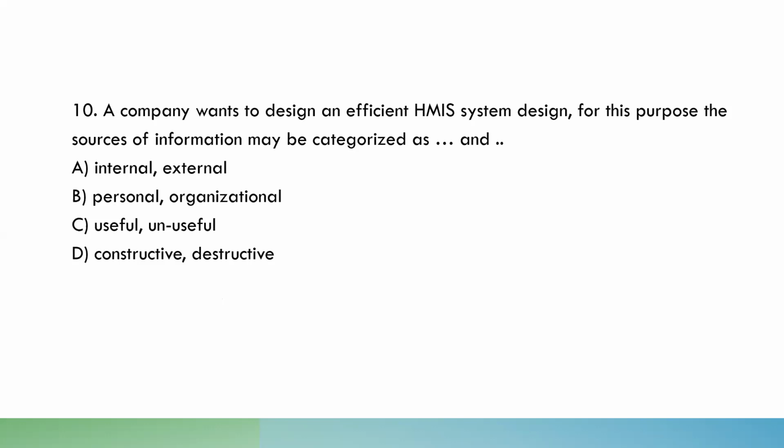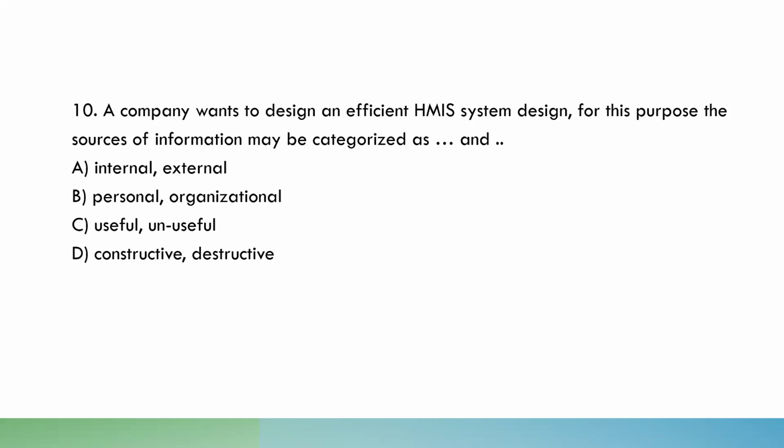And last, a company wants to design an efficient health management information system. For this purpose, the sources of information included for this HMIS may be categorized as internal source information, external source information, personal or organizational information, useful or unuseful information, constructive or destructive information. The answer is A, and I shall explain that internal and external sources both collaborate.